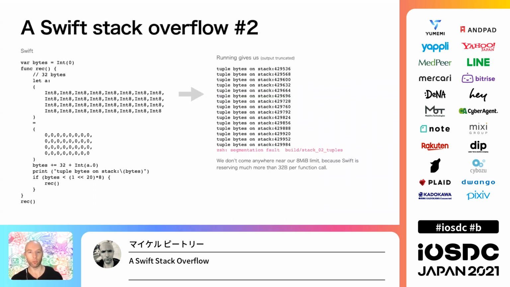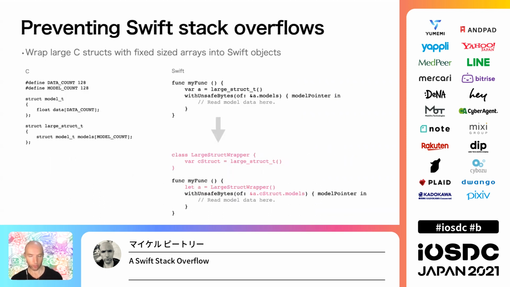So lo and behold, when we run our program, we get a segmentation fault. This time, we've only used about 400K of the stack for the actual tuple. So this doesn't come anywhere close to our 8 megabyte limit. And that's because Swift is using a lot more stack. So how do we prevent that?